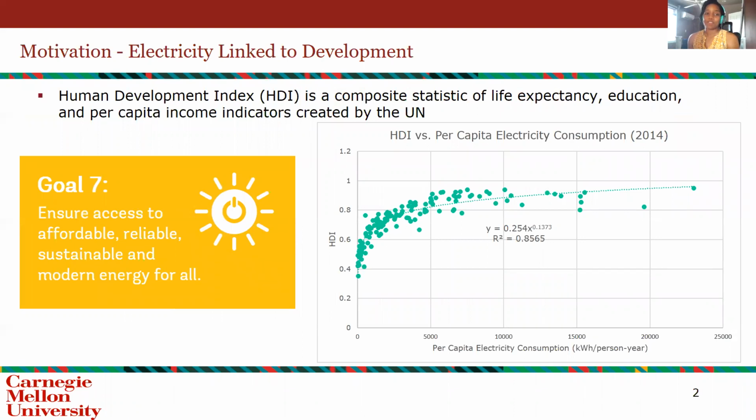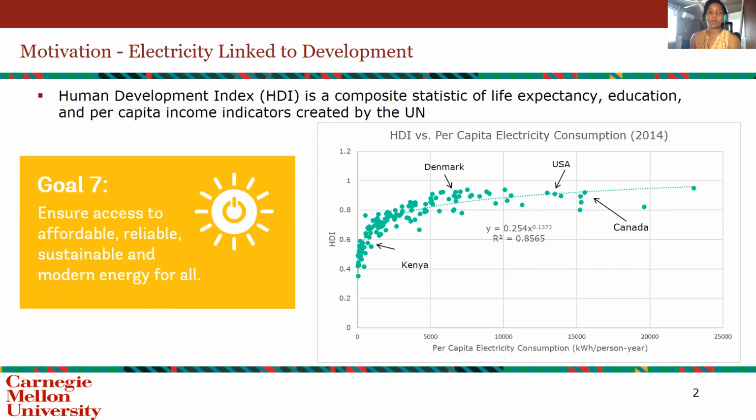So the motivation for this is that electricity is highly linked to development. In the United Nations Sustainable Development Goal 7, there is the desire to ensure access to affordable, reliable, sustainable modern energy for all. Now, on the right-hand side of this graph, you are looking at the Human Development Index versus per capita electricity consumption in 2014. The Human Development Index is a composite statistic of life expectancy, education, and per capita income indicators created by the United Nations. And each dot on this graph represents a different country.